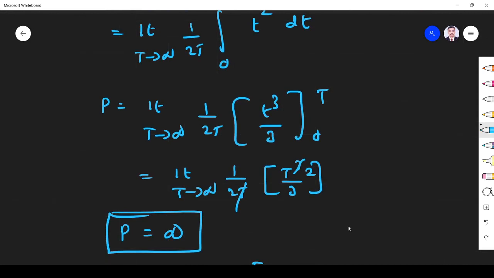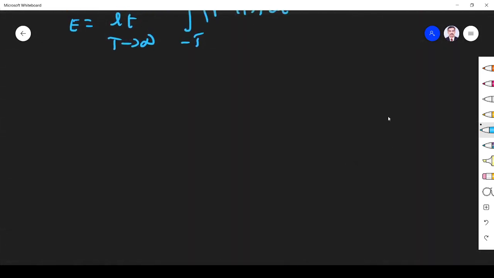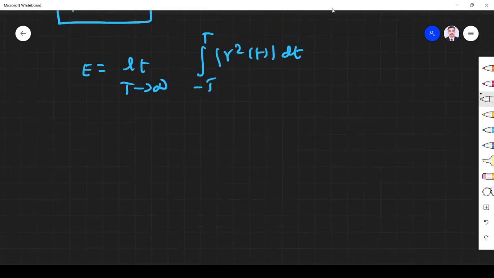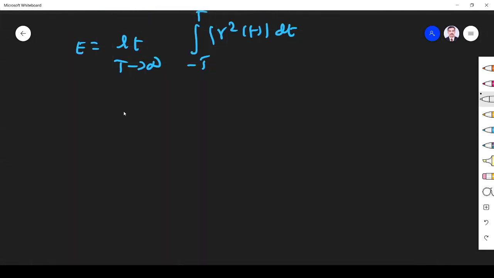So what is the answer? It is t cube. This is the last step. We can take that itself. T cube by 3, we got the integral value after substituting the limit. That I can use here. So limit t tends to infinity, t cube by 3.